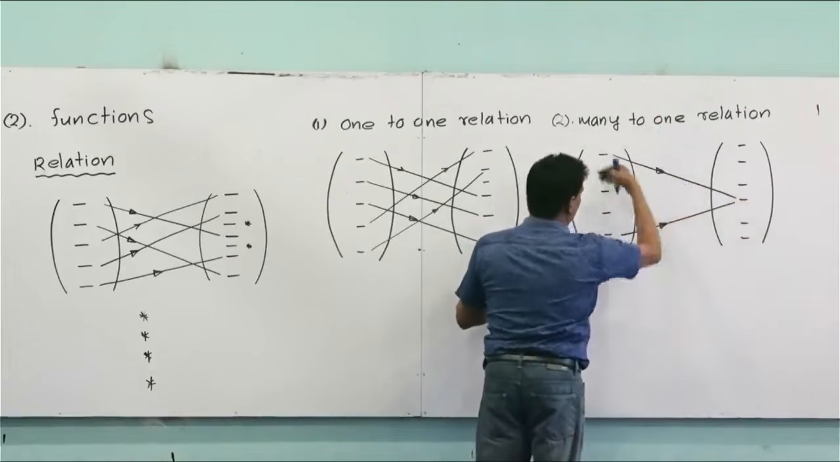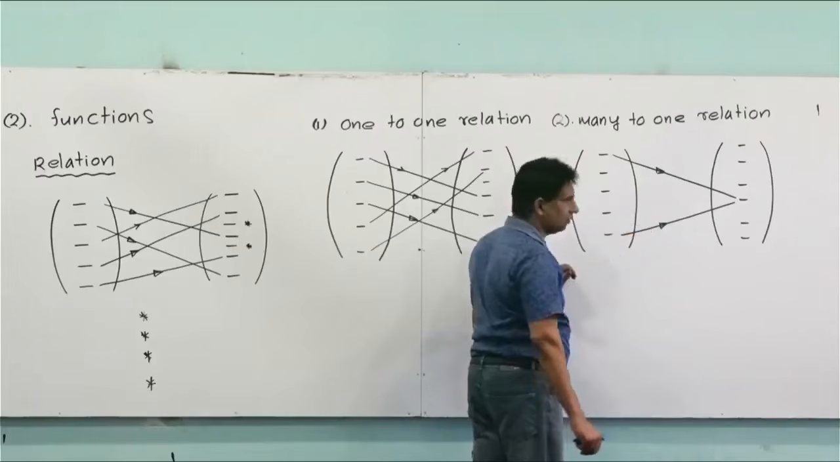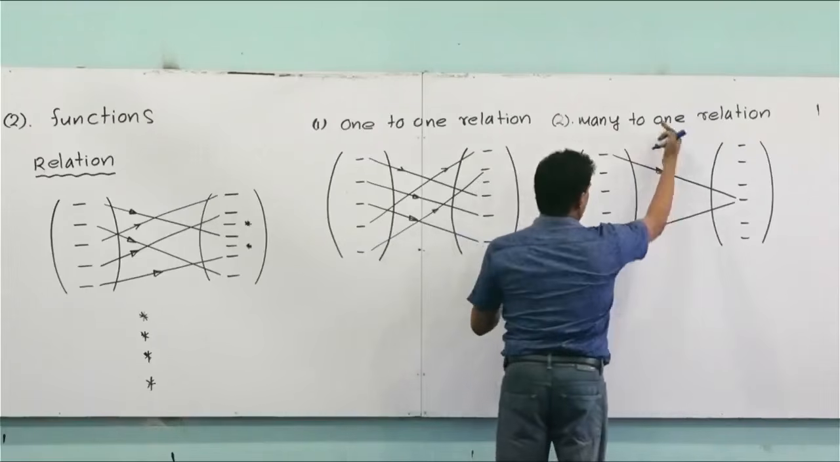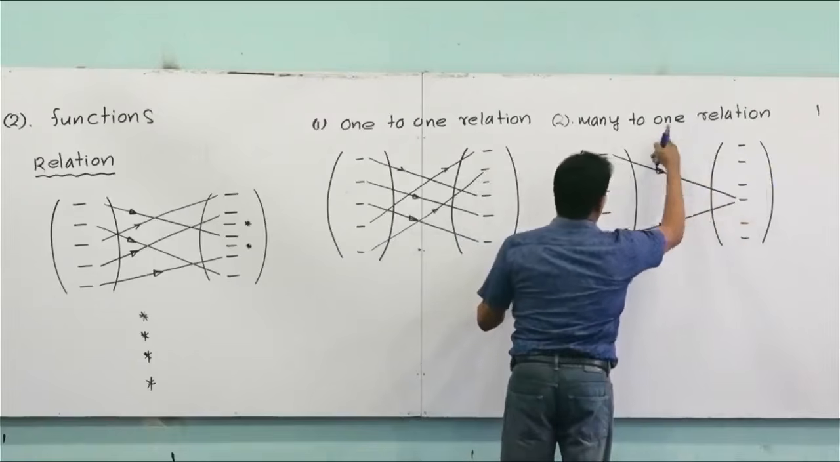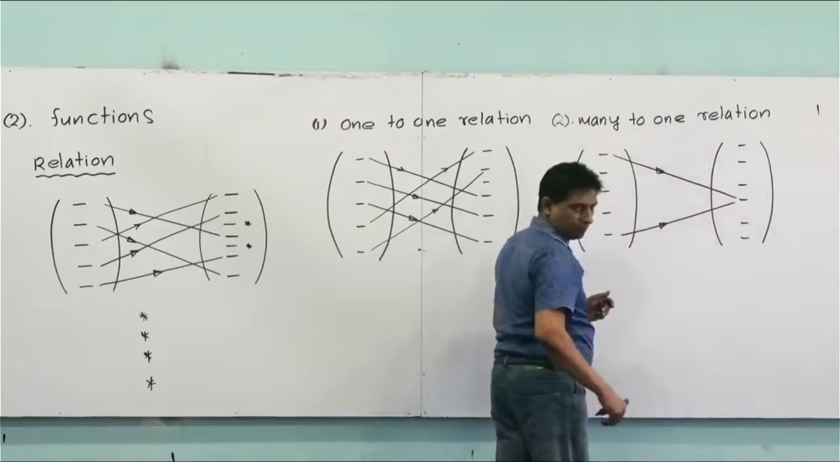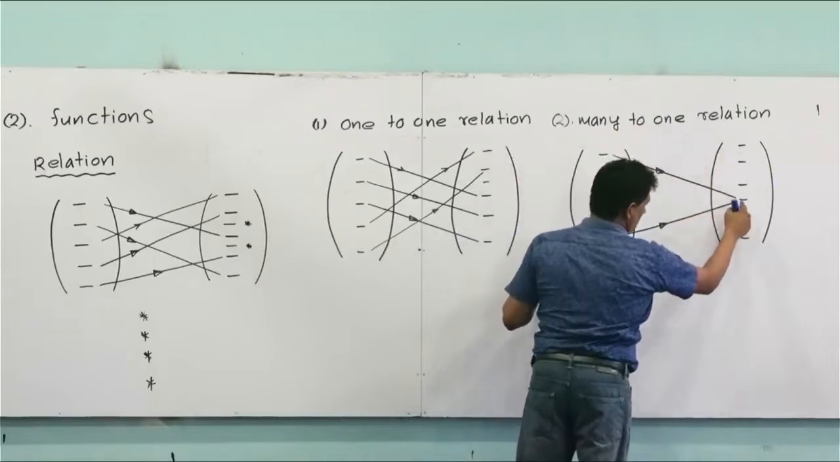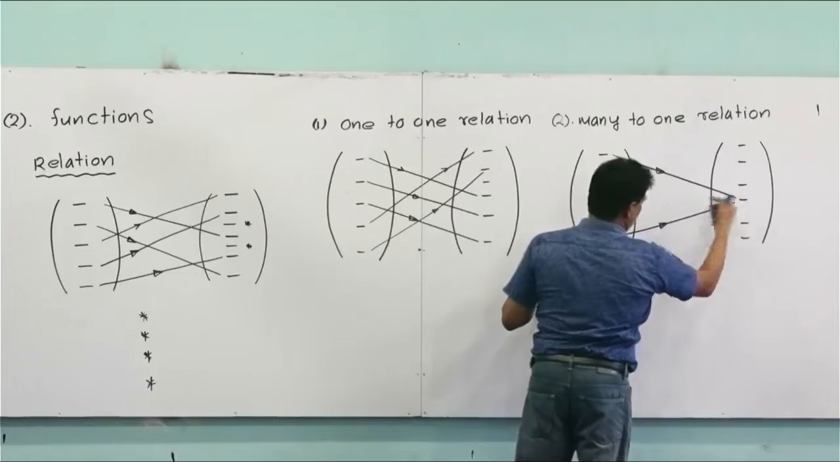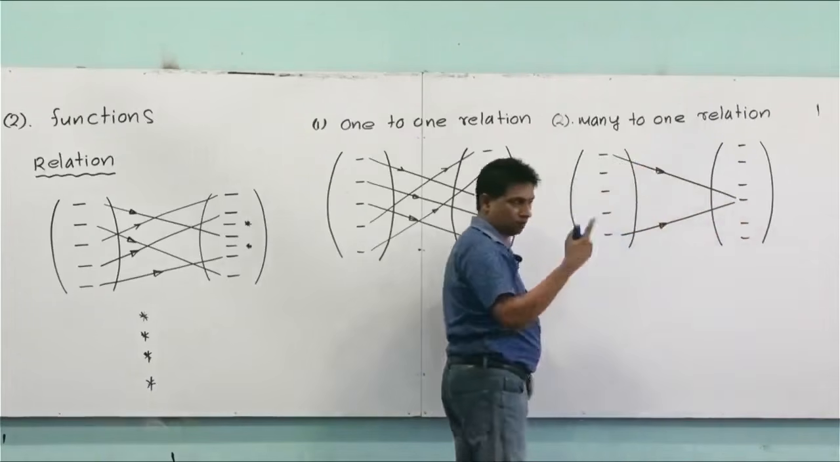Second set one element, first set many elements. Otherwise, if we check it the other way, it is one-to-many, no? If we take one element of the second set, it is connected with many elements of the first set.